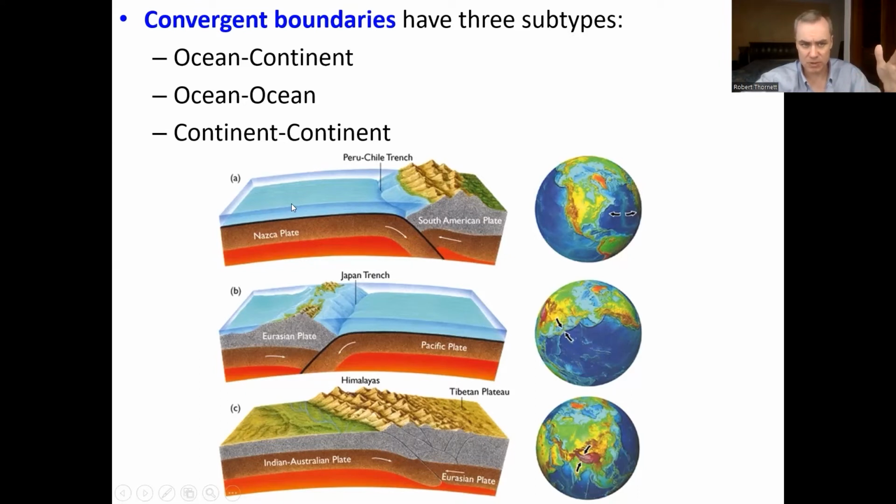Basically, you can see in the first picture, A at the top, you've got an ocean plate, meaning it has ocean on top of it, and a continental plate, meaning there's no ocean on top, it's just land. To preview the second one, ocean-ocean, it's almost the same thing, except there's no continent involved. And then there's this third possibility, which is totally different, which is a continent-continent collision.